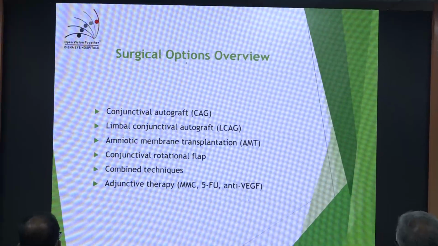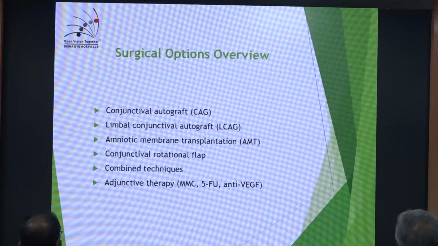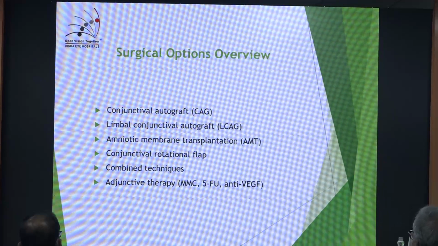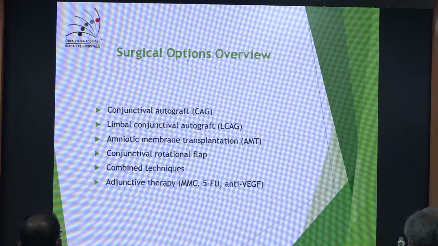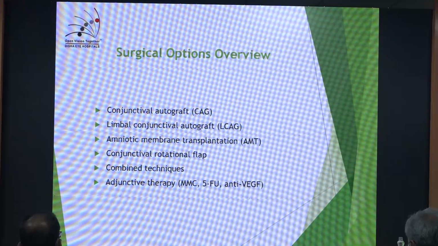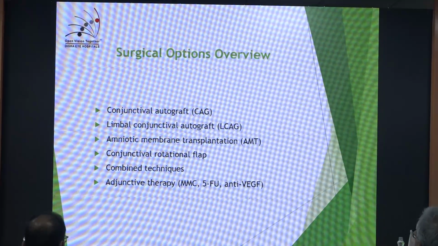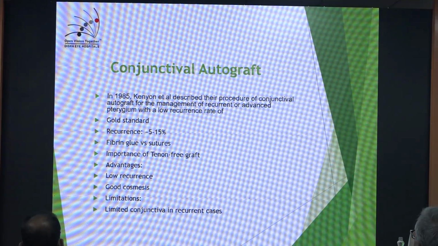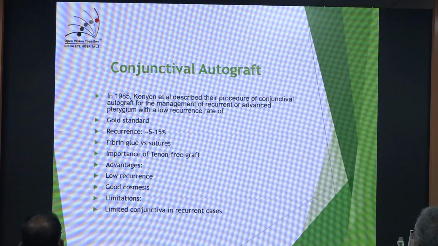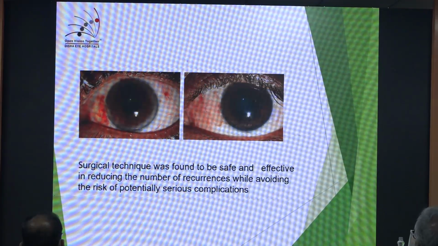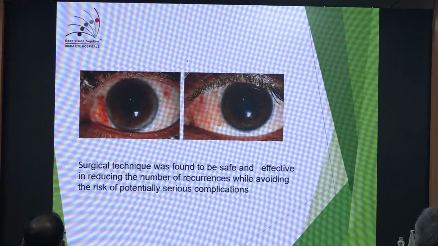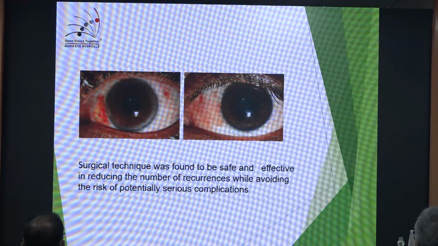So what are the surgical options? First, conjunctival autograft, limbal conjunctival autograft, amniotic membrane transplantation, conjunctival rotational flap, combined techniques or adjunctive therapy. A conjunctival autograft, as in 1985 Kenyon et al. surgical technique, was found to be safe and effective in reducing the number of recurrences while avoiding the risk of potentially serious complications.